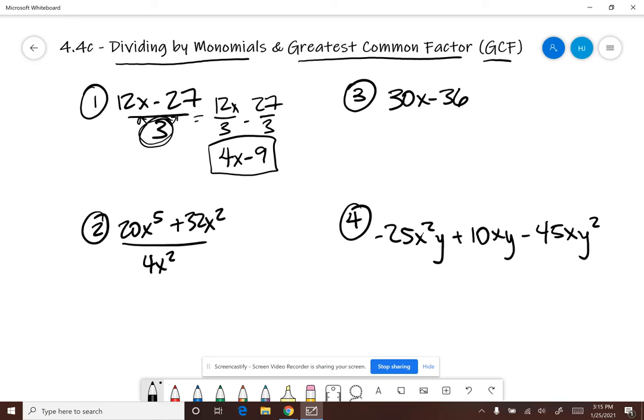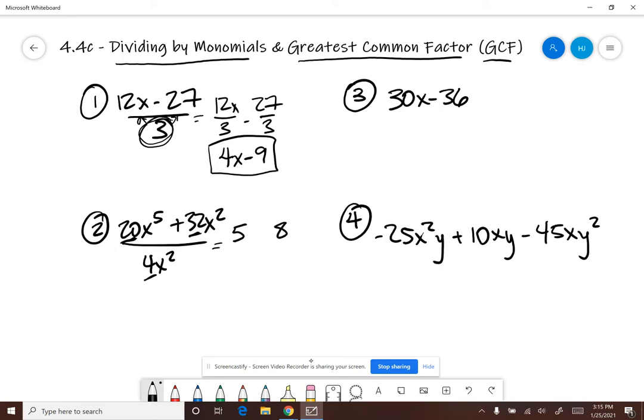Now let's move on down to number 2. Using that same methodology, let's think about the numbers first, the coefficients. The coefficients are the numbers in front of the variables, and let's just focus on those. So I have a 20 and a 4 and a 32. Is there a greatest common factor, or a common factor, between these 3 terms? Well, we know that there is. In fact, 4 will go into all of these numbers. 4 will go into 20 5 times. 4 will go into 32 8 times.